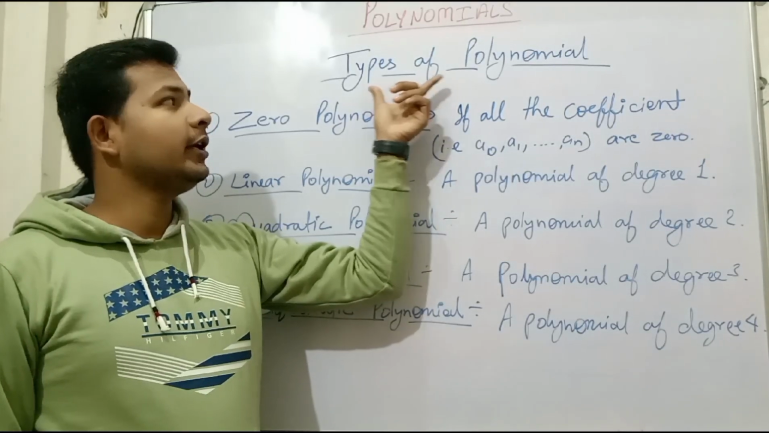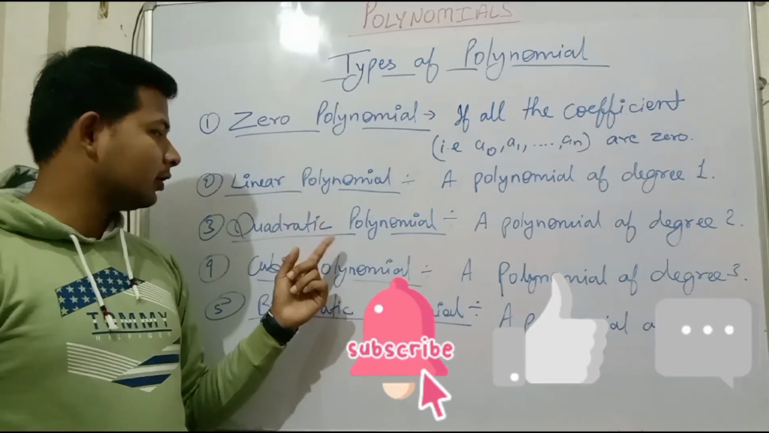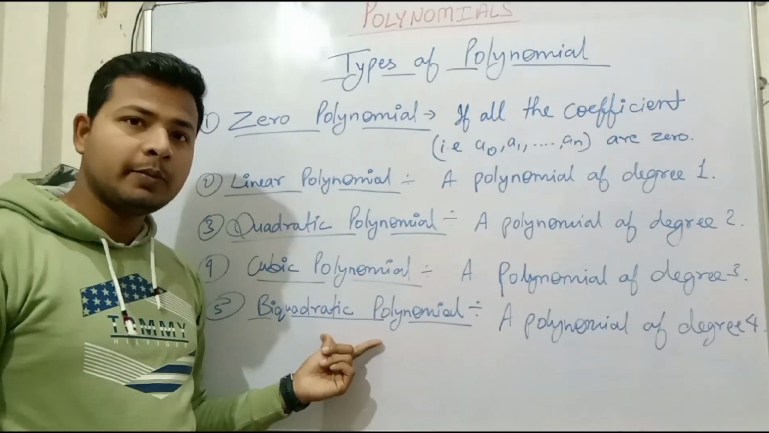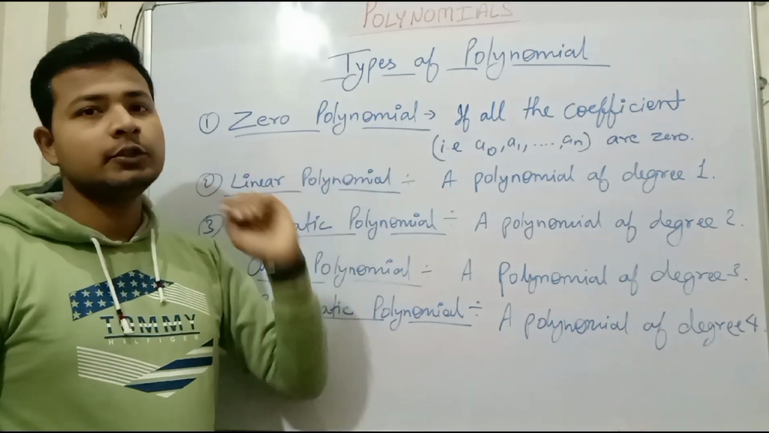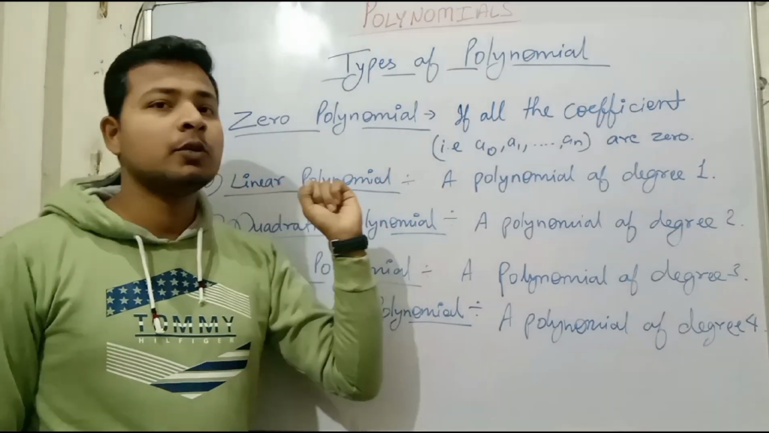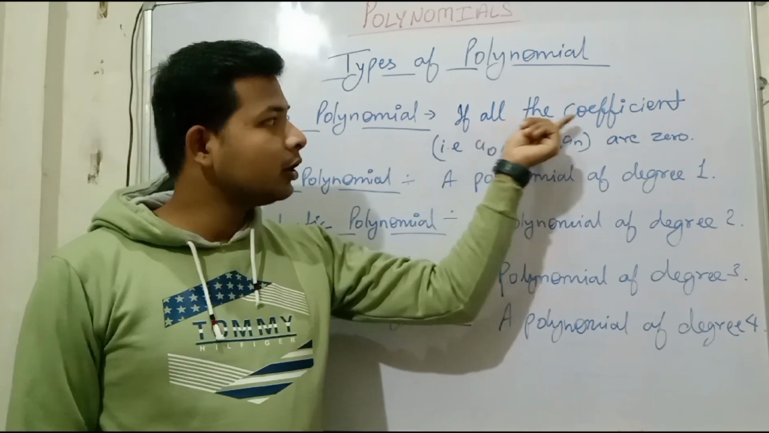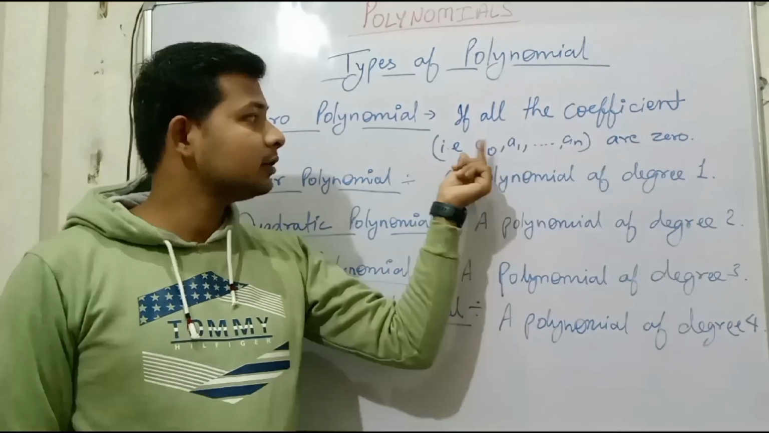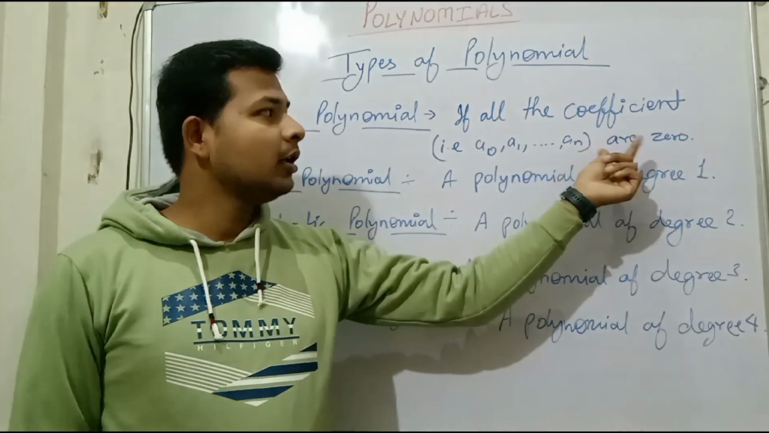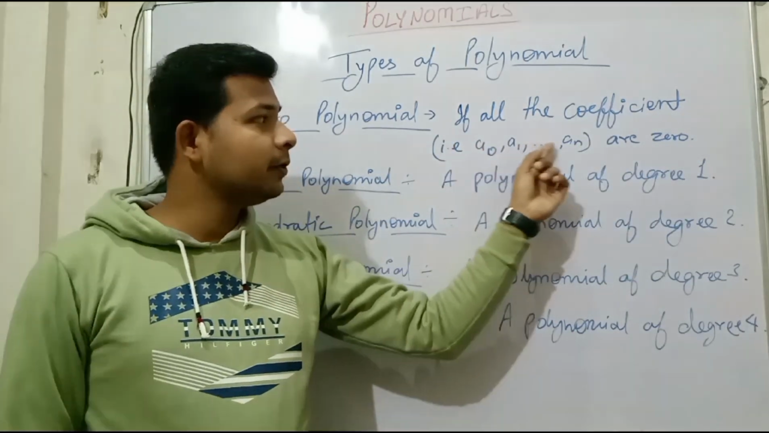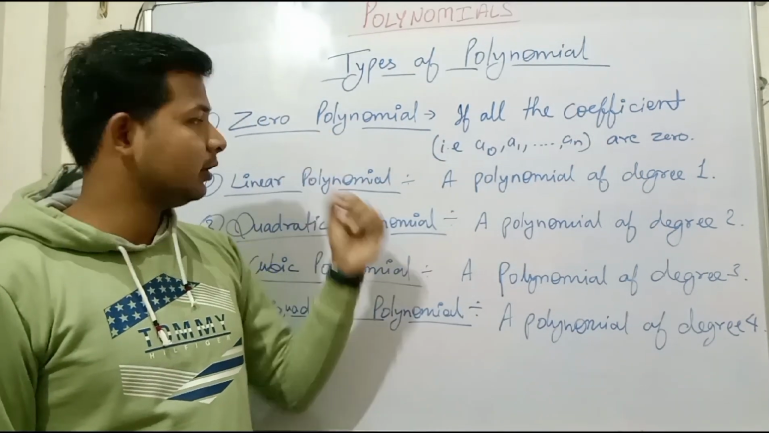The ongoing topic will be types of polynomial, in which we will read zero polynomial, linear, quadratic, cubic and biquadratic. Let's understand it one by one. First is zero polynomial. What do we mean by zero polynomial? If in a polynomial all the coefficients that we have known as a_0, a_1, a_2, a_3 and so on, a_(n-1), a_n are 0, we will treat that polynomial as the zero polynomial.